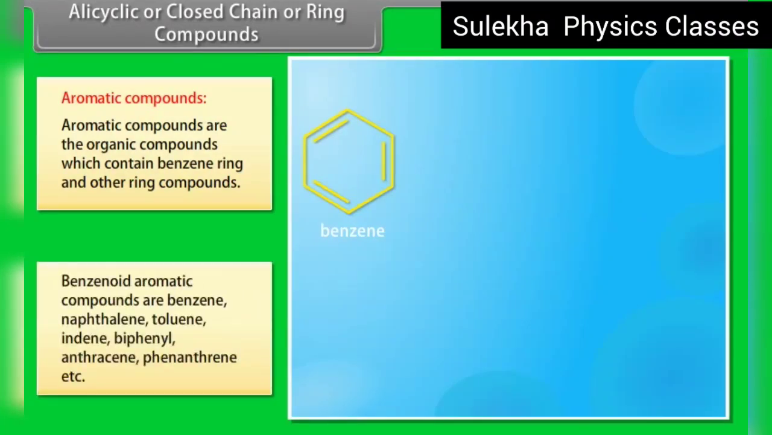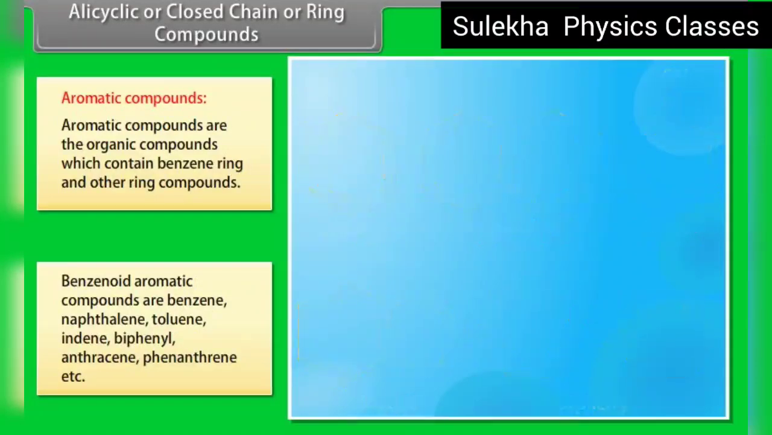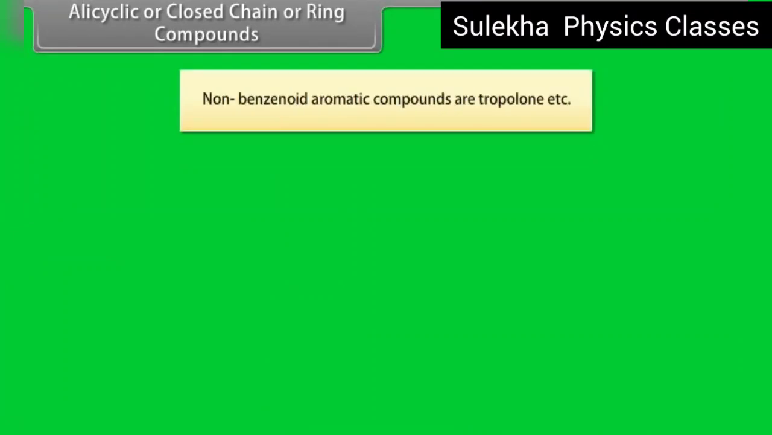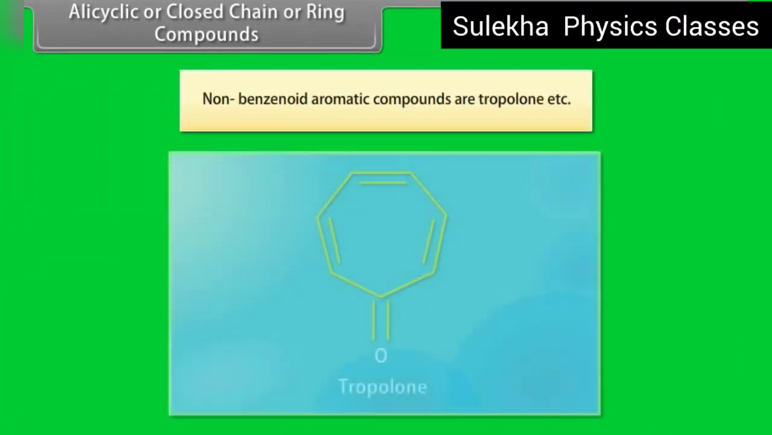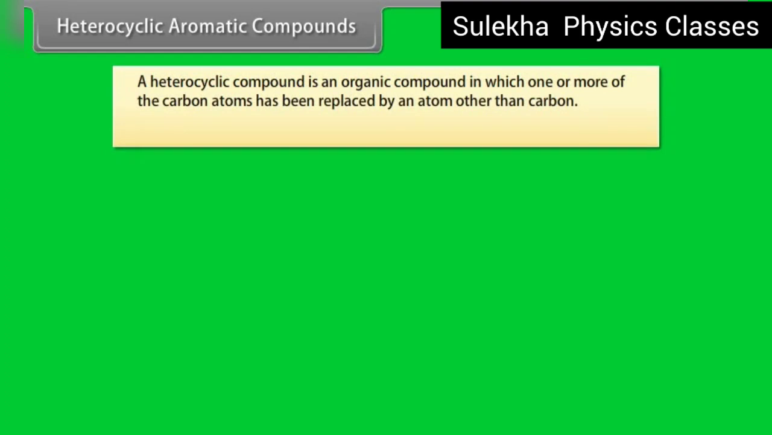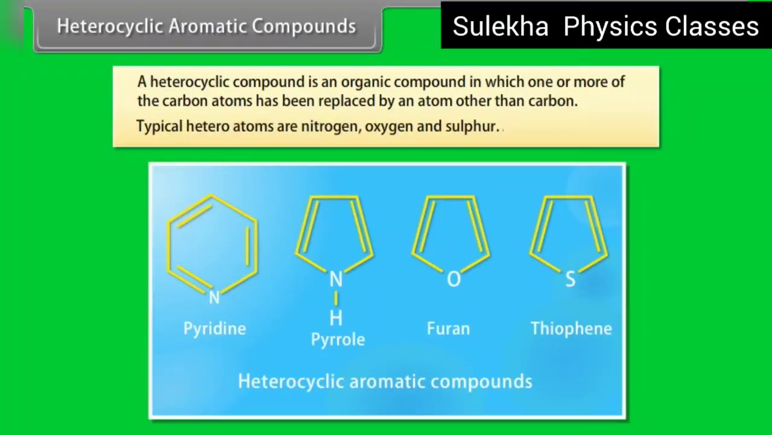Benzenoid aromatic compounds are benzene, naphthalene, toluene, indene, biphenyl, anthracene, phenanthracene, etc. Non-benzenoid aromatic compounds are tropylene, etc. Heterocyclic aromatic compounds. A heterocyclic compound is an organic compound in which one or more of the carbon atoms have been replaced by an atom other than carbon.